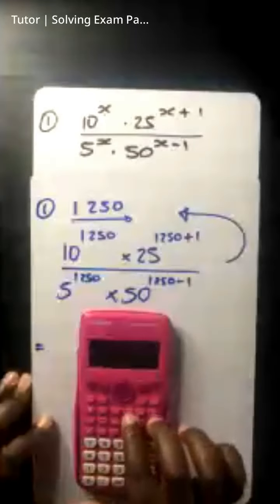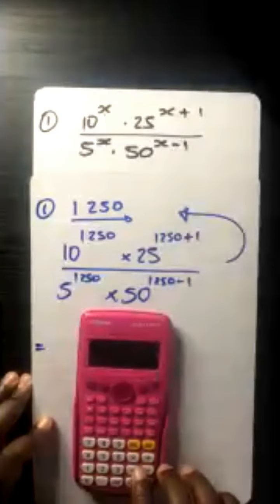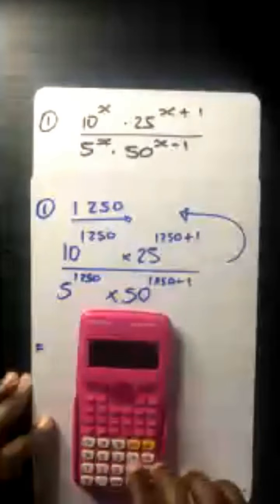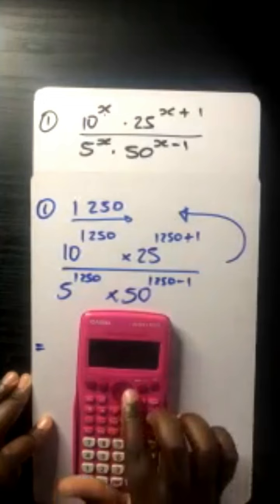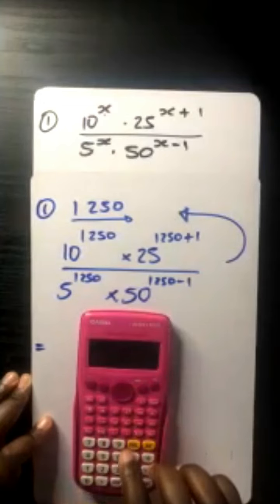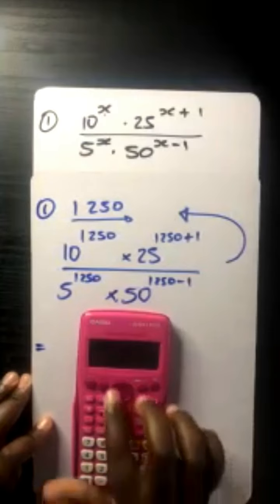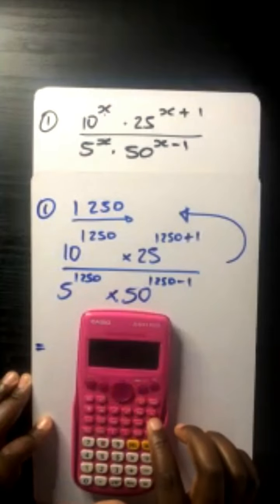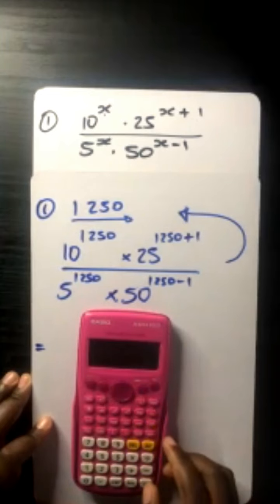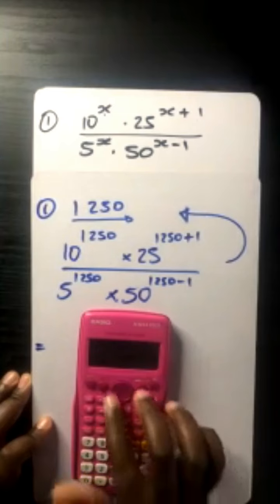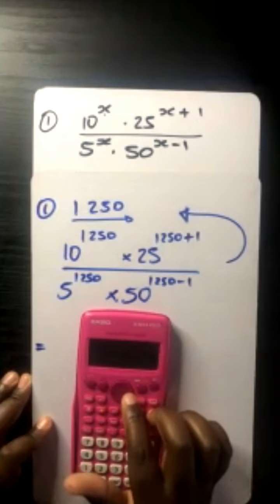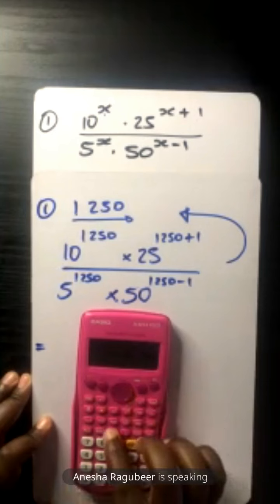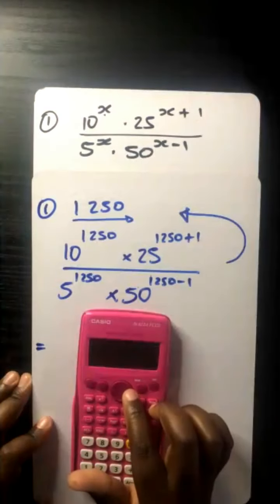So it's the fraction button, 10 to the exponent 1250, then a times 25 to the exponent 1250 plus 1 at the bottom, over 5 to the exponent that, multiplied by 50 to the exponent 1250 minus 1. Guys, is there someone who's done? Shreyas, is that you? It gives error. It gives error, ne? Yes, sir.